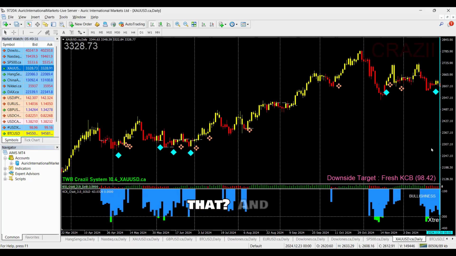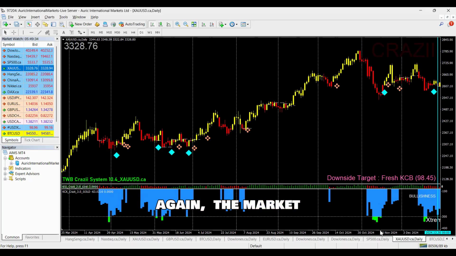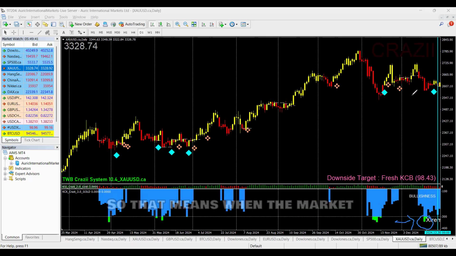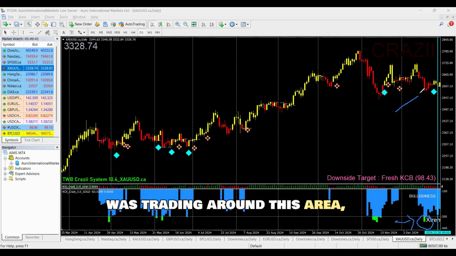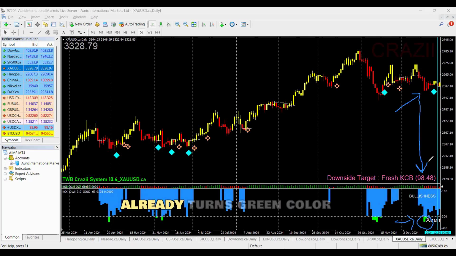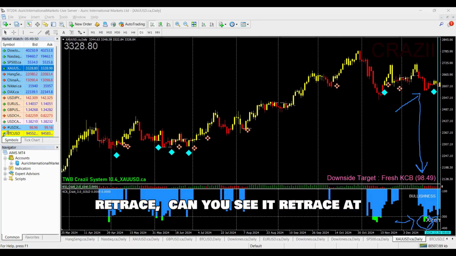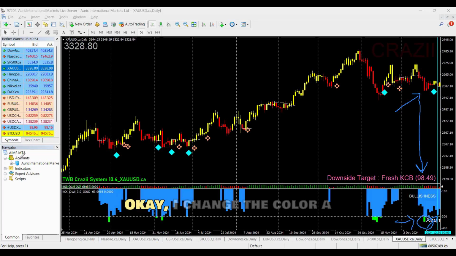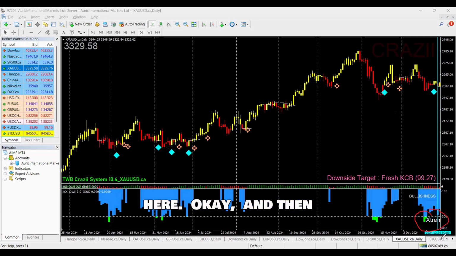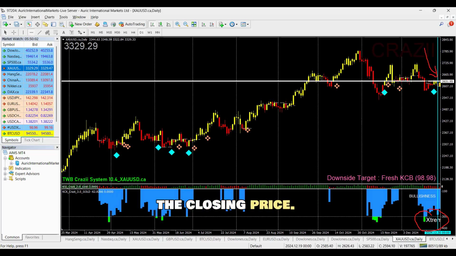Can you see that? And again, the market turns green way before it turns to the low. That means when the market was trading around this area, the KCX already turned green. And then after it retraced, can you see it retrace at the bottom? Okay, I change the color a little bit, not very clear here. And then after that, I told you, once you see it go from red to yellow, put a horizontal line at the closing price.